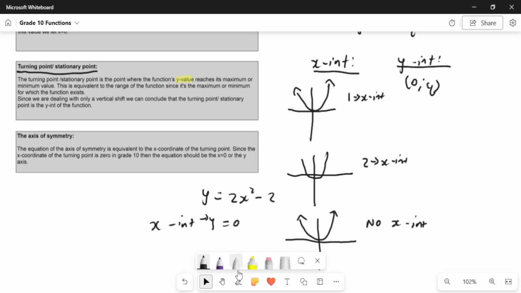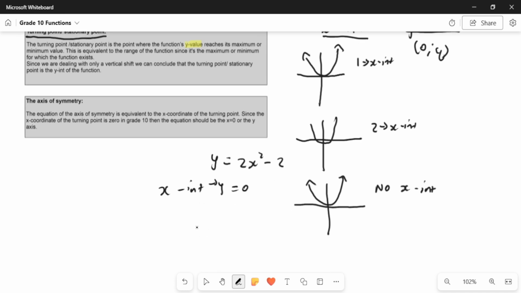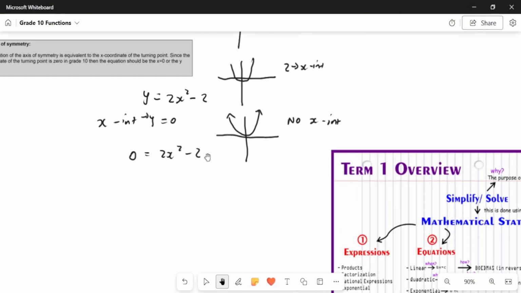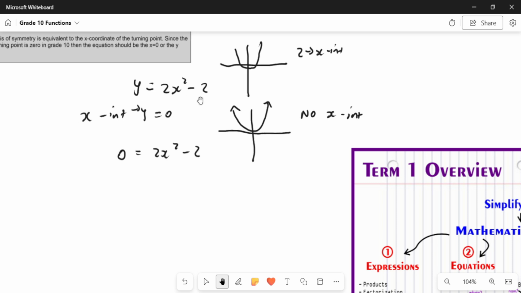Watch the beauty of everything that we're doing now. Check here. If I make 0 equal to 2x squared minus 2, how do you solve for this? When you are solving for a quadratic equation, we make use of what? The zero factor property. And this is how everything is starting to link now. We're going back to solving equations from term 1. Let me prove it to you. One minute. And there it is here. This is what we call a function.